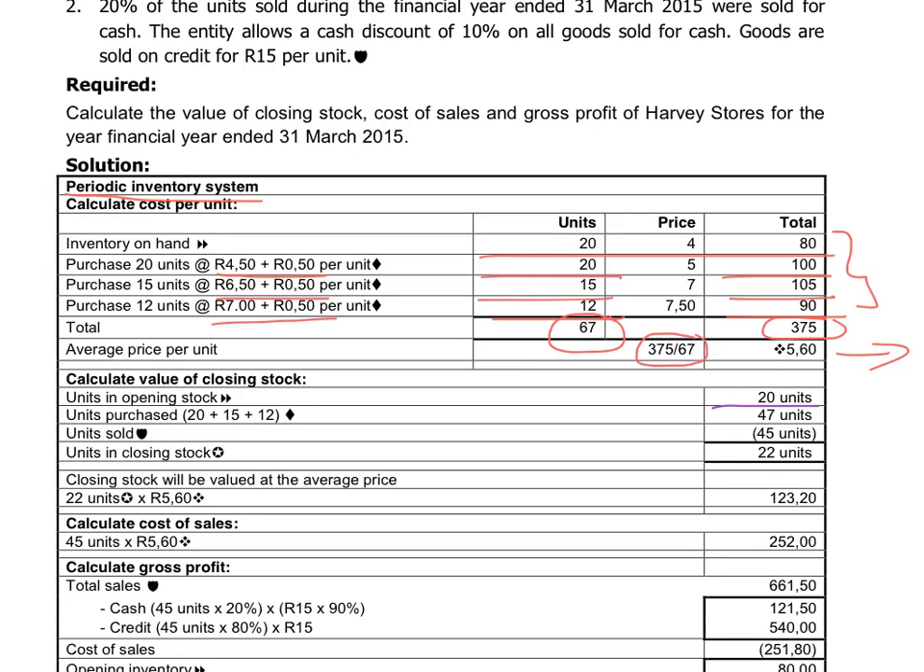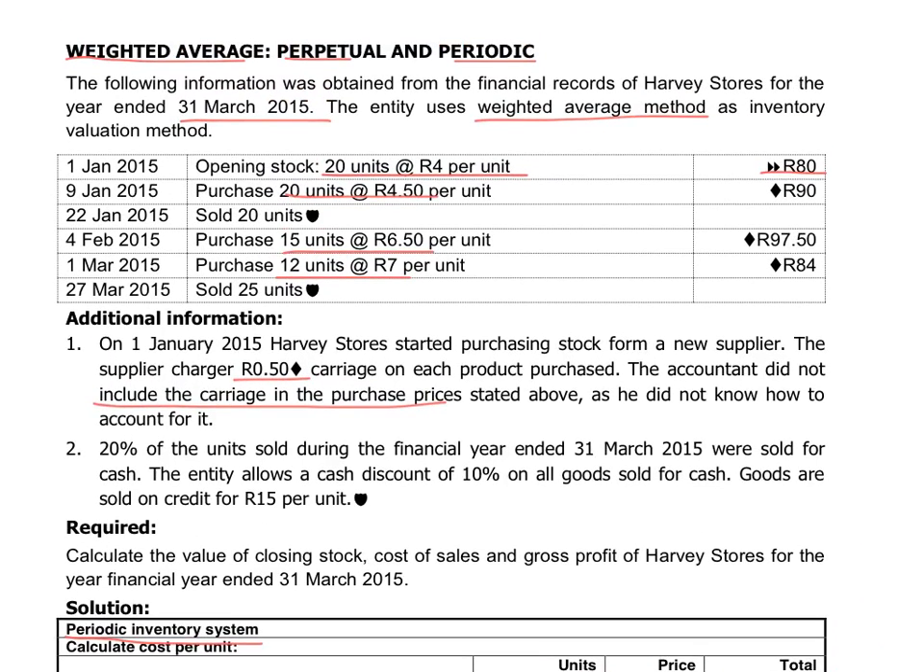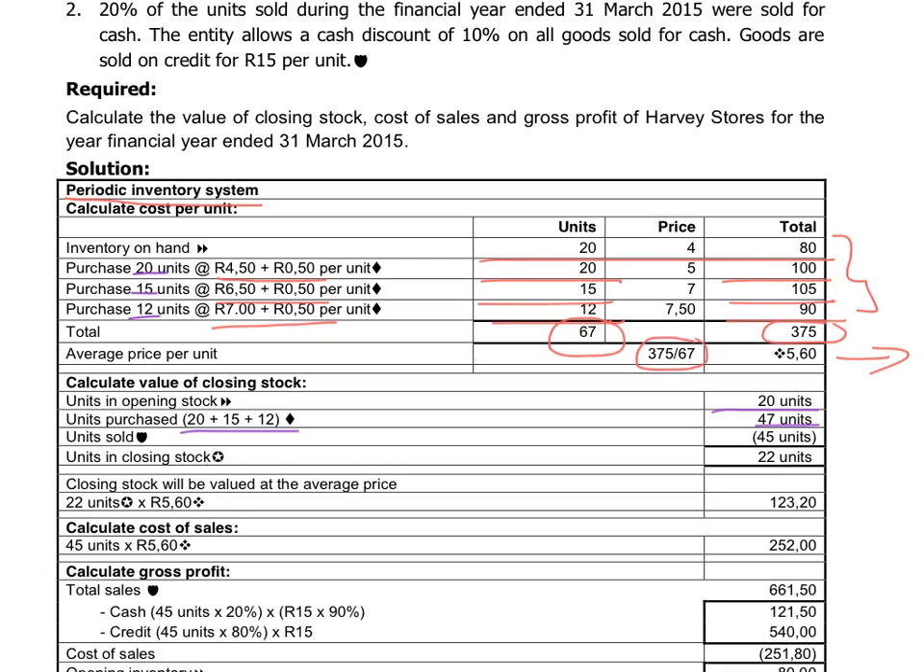The numbers that we purchased were the 20, 15, 12. So it means we bought 20, 15, 12, 47 units. Then if we look at the total number of units that was sold, we sold 20 units, and then we sold 25 units. So therefore we sold a total of 45 units. And if I subtract the 45 from the 67, it means that in my closing stock, I have 22 units left over.